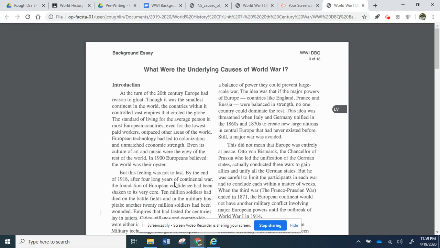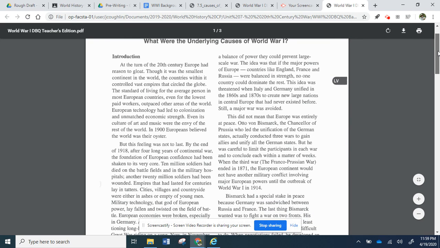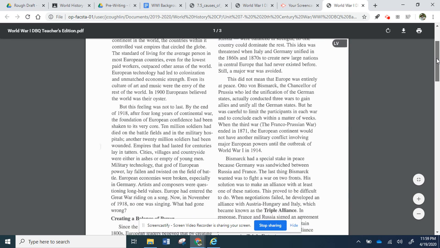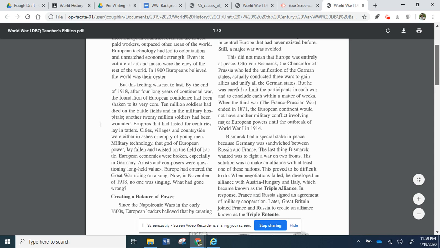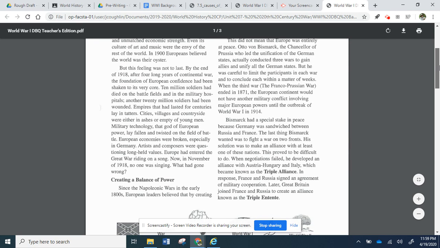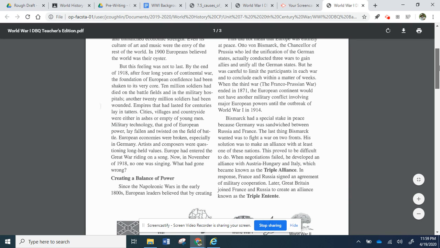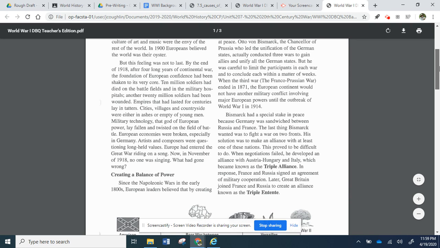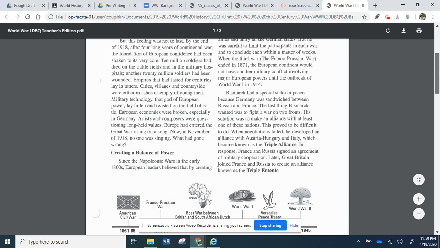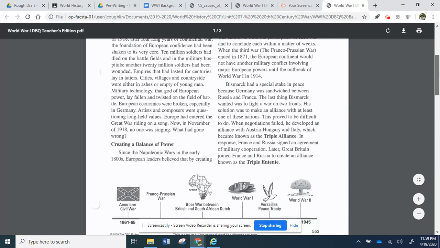By the end of 1918, after 4 long years of continental war, the foundation of European confidence had been shaken to its very core. 10 million soldiers had died on the battlefield and in the military hospitals. Another 20 million soldiers had been wounded. Empires that had lasted for centuries lay in tatters. Cities, villages, and countryside were either in ashes or empty of young men. Military technology, that god of European power, lay fallen and twisted on the field of battle. European economies were broken, especially in Germany.